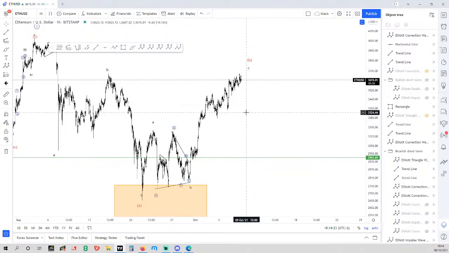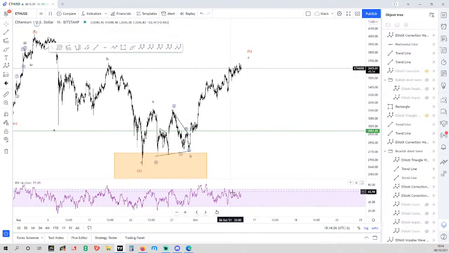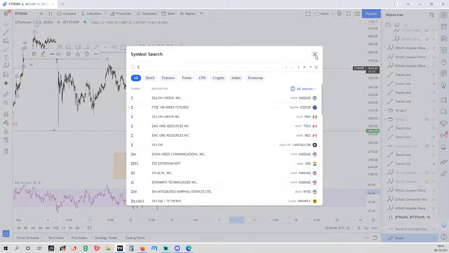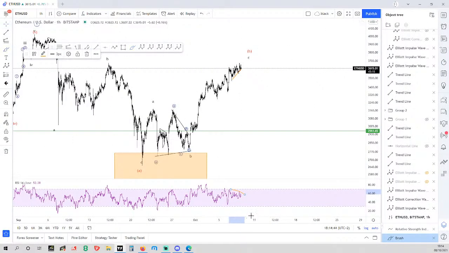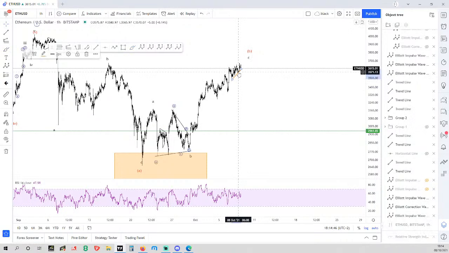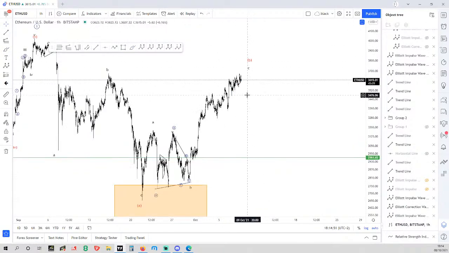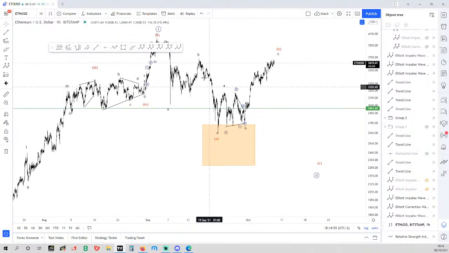We'll see. I believe that we're starting to get divergence on the RSI. So we see that as price keeps on going higher, the RSI starts to move lower. That's usually a sign that we're struggling to continue to the upside, and perhaps that could mean that some downside is coming of some degree. So yeah, basically this is ETH. This is the count for ETH.